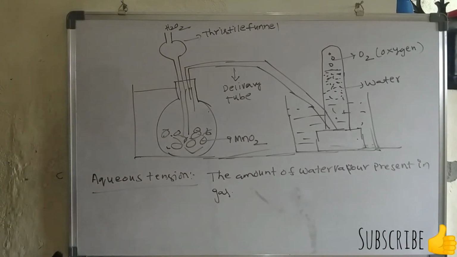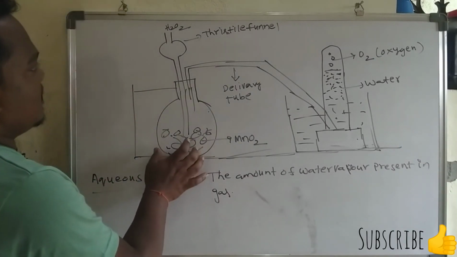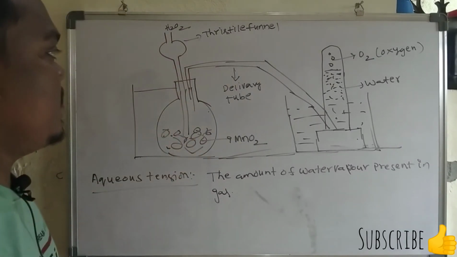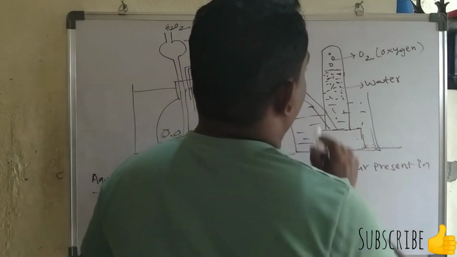Here in the laboratory we prepare oxygen by using manganese dioxide and hydrogen peroxide. The oxygen is collected by the downward displacement of water.